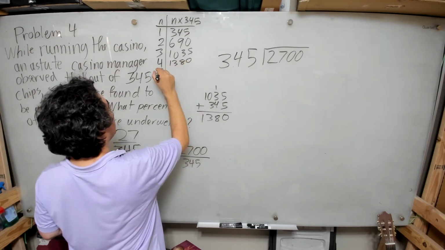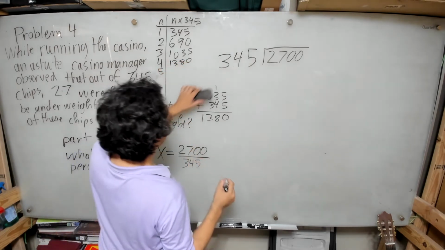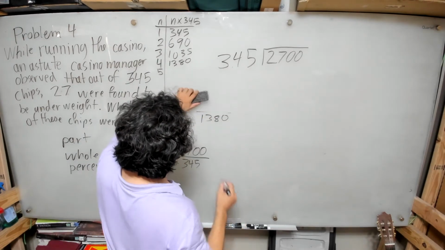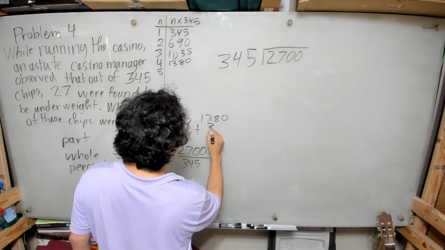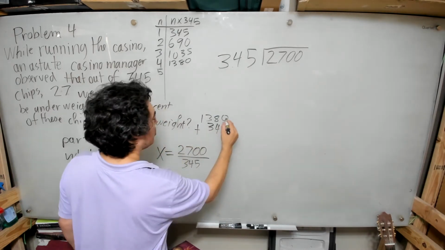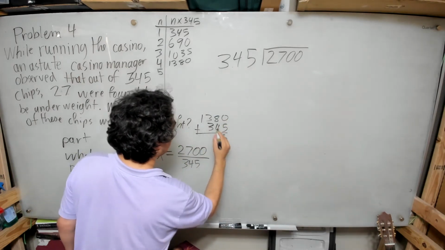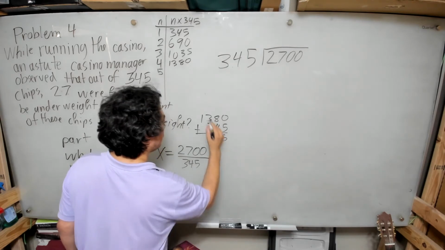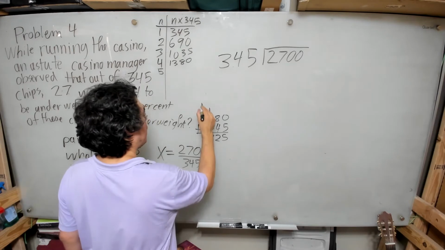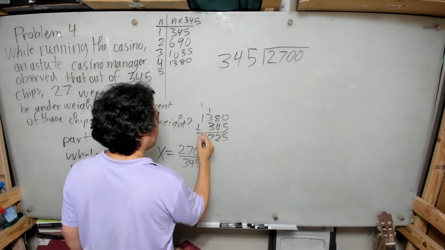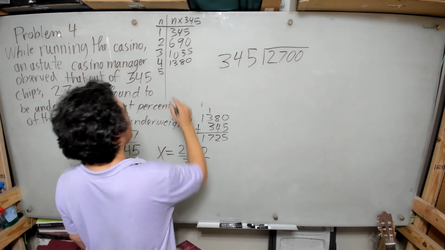Okay. Then the next one will be 5. So it'll be 1380 plus 345. So 0 plus 5 is 5. 8 plus 4 is 12. Carry the 1. 1 plus 3 is 4. Plus 3 is 7. And then I just bring down the 1. So that's 1725.